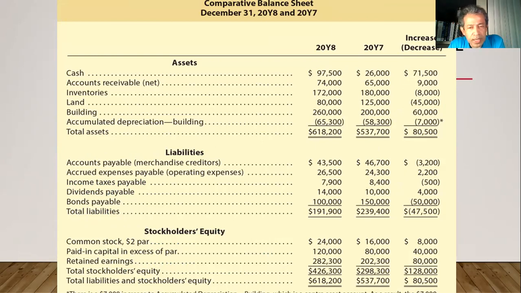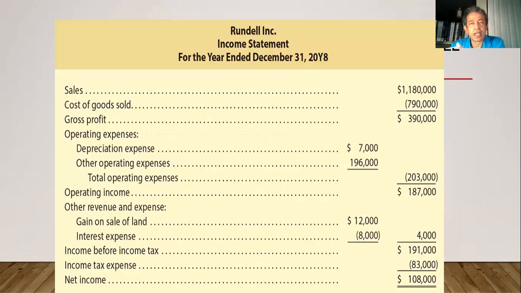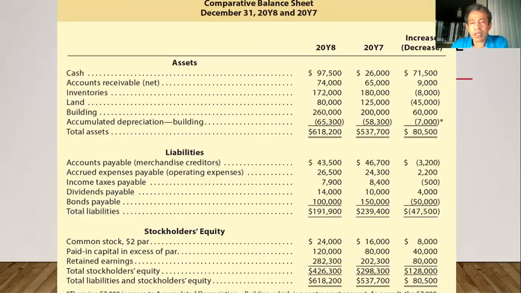And then the accumulated depreciation has gone up. Last year's 58,000 and this year 65,000. So accumulated depreciation has gone up by $7,000. That is exactly the same as we see in the income statement. So that's our depreciation expense, $7,000. You can see here, the income statement says $7,000, and the change in accumulated depreciation is also exactly $7,000.